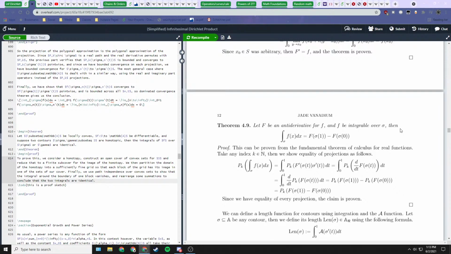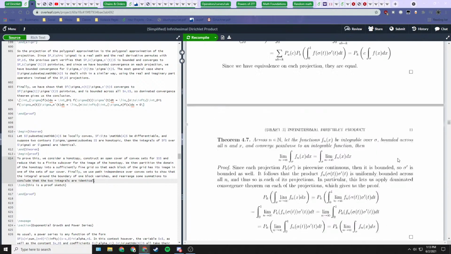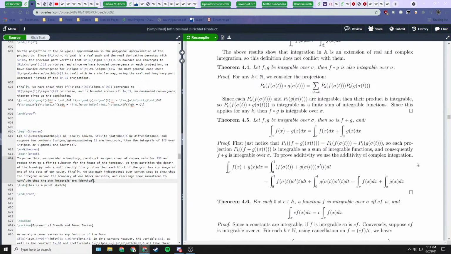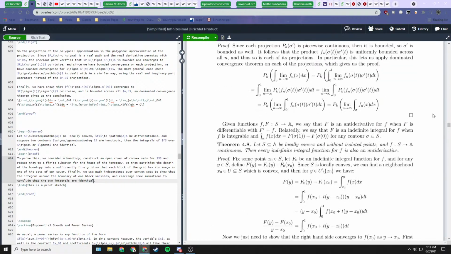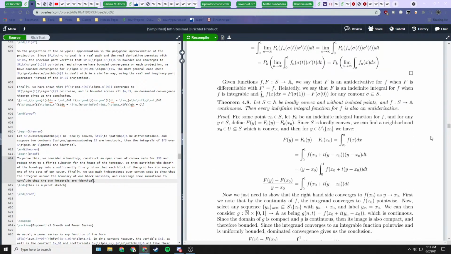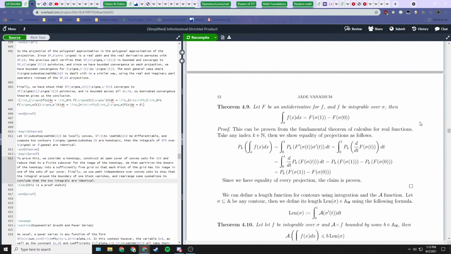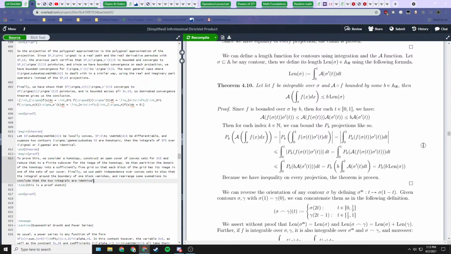Okay, so last time we had proven 3 theorems about integration. We had proven, let's see here, this approximation for integration using this length function. So the integral over a path is bounded by the length of the path multiplied by whatever bound we can put on the integrand.